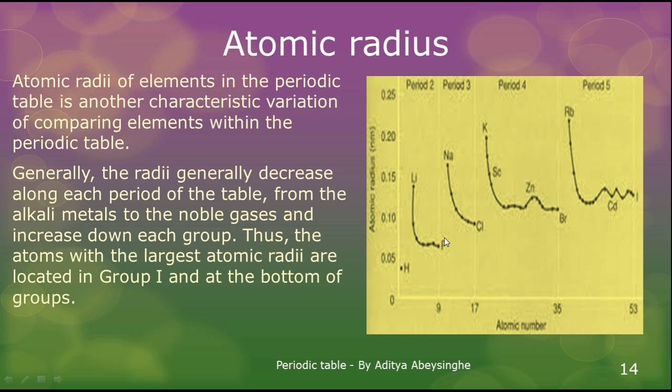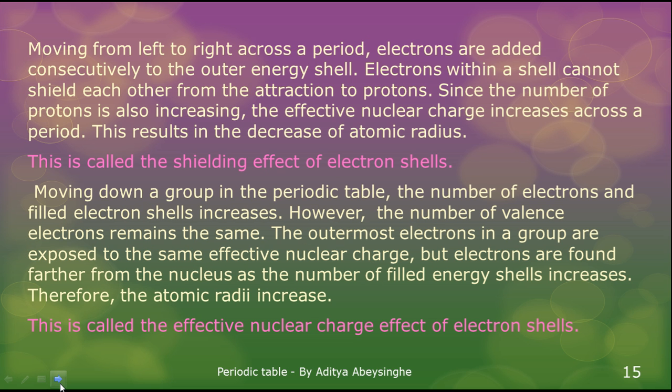So when you go from left to right across a period, you can see that the atomic radius decreases, and when you go from up to down across a group, you can see that the atomic radius increases.